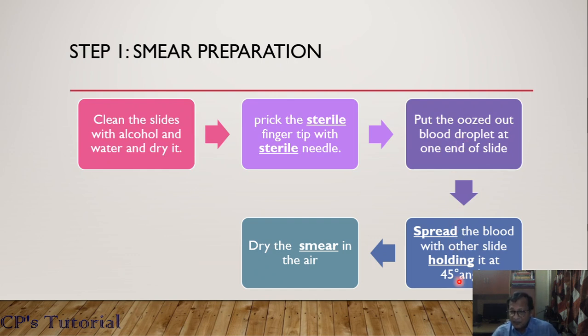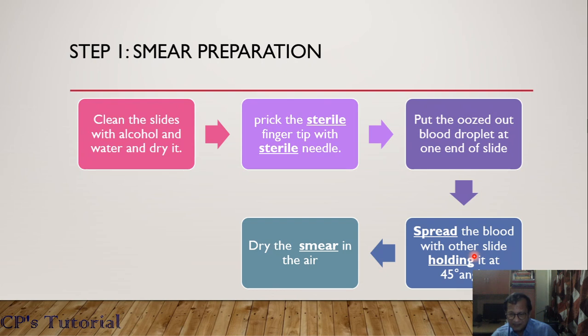Now the spreading of that blood. If you notice the droplet of blood, you will see a rounded structure over the blood due to surface tension. You should touch the second slide just over that surface tension of the blood, so that by means of capillary action the blood spreads sidewise horizontally. Then touch the first slide.